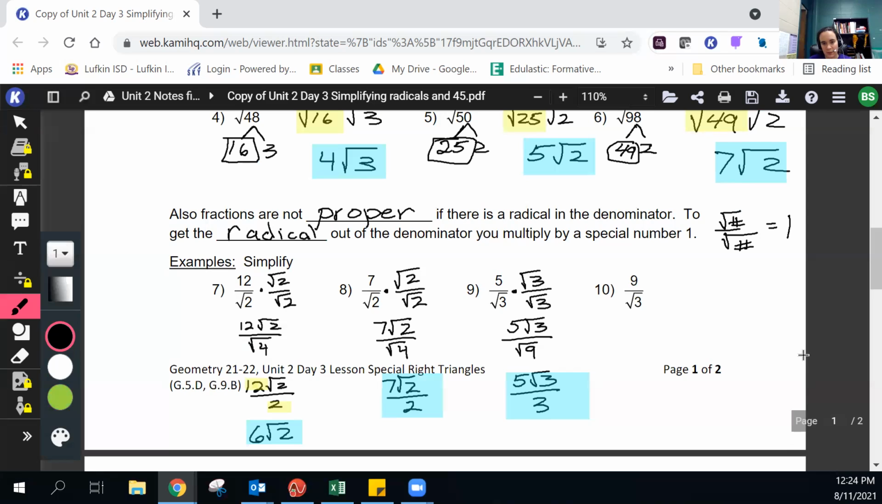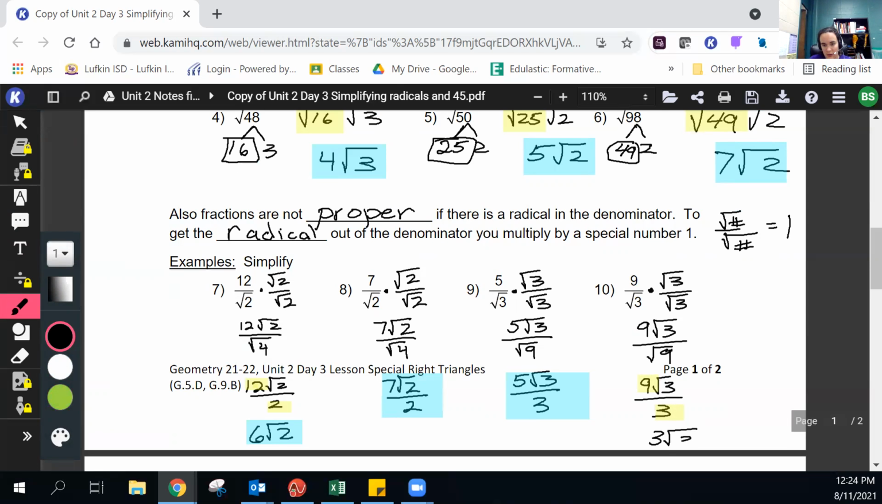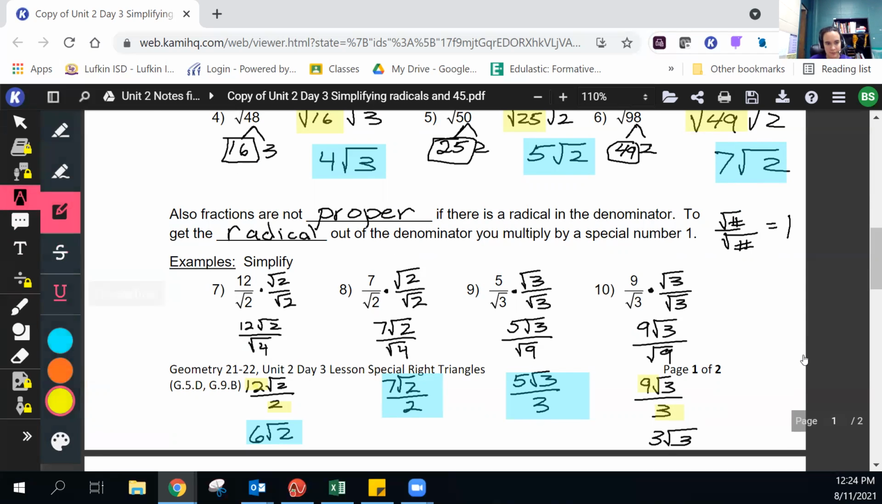And our next one, multiplying again by the radical, square root of 3 over square root of 3. Multiplying across, so that's 9 square root of 3 over square root of 9. Taking the square root of that denominator, we have 9 square root of 3 over 3. Is 9 divisible by 3? Yes, it is. So that means we divide, so we get 3 square root of 3, and that is our answer.